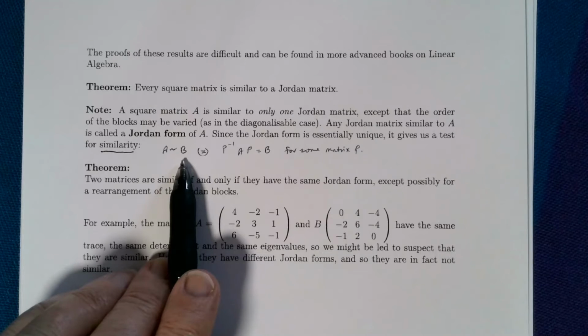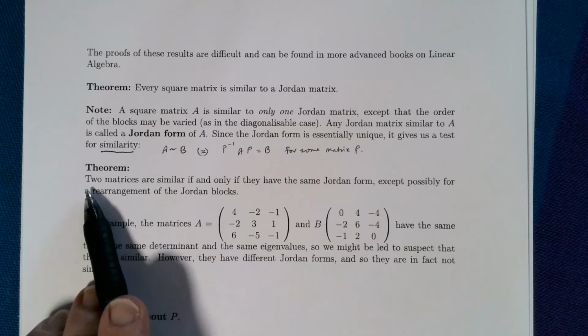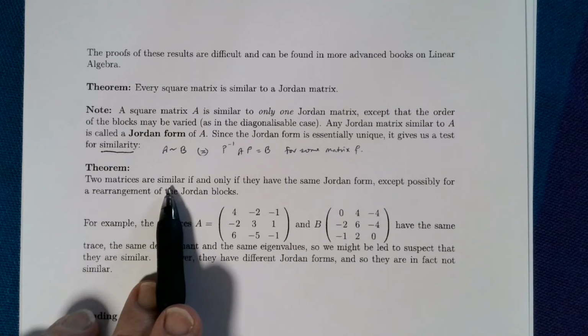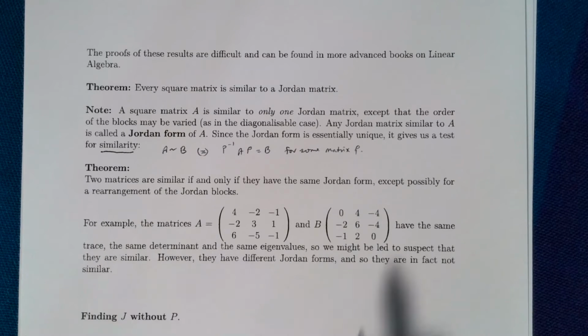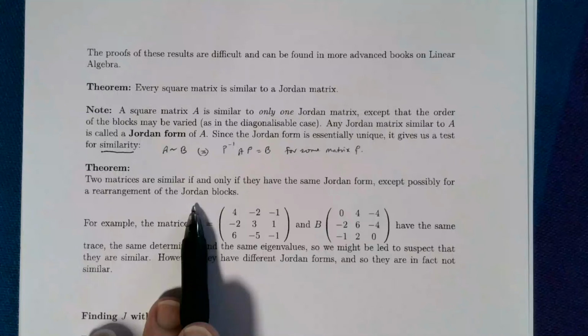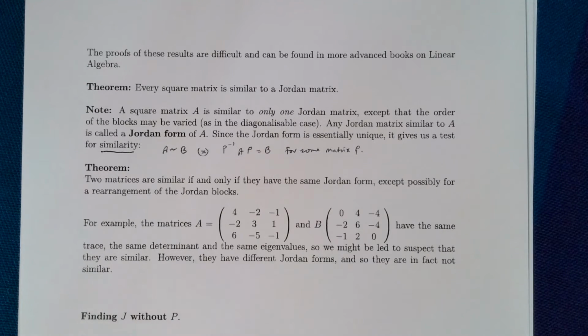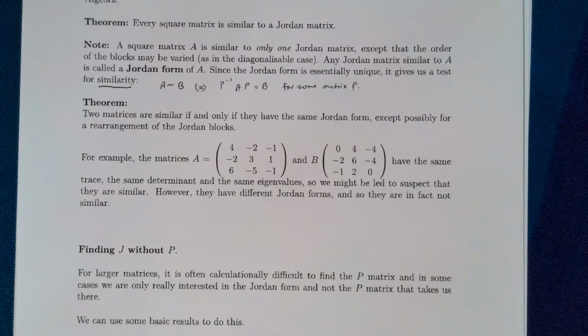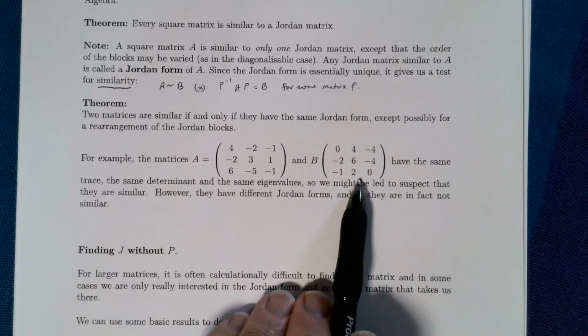Now, the point is then, our next theorem says that two matrices are similar if and only if they have the same Jordan form. So underlying every square matrix, there is a Jordan form that's giving us all the information about that particular matrix. So two matrices are similar if they have the same Jordan form, except, of course, possibly for rearrangement of the Jordan blocks.